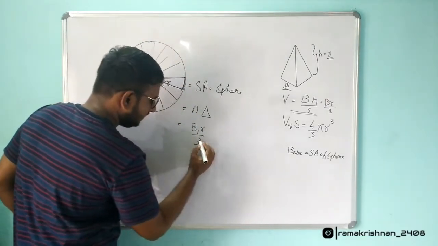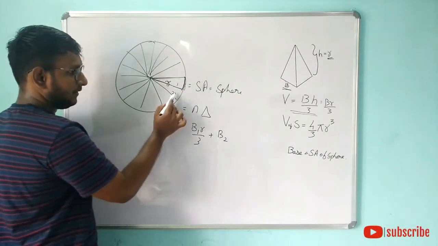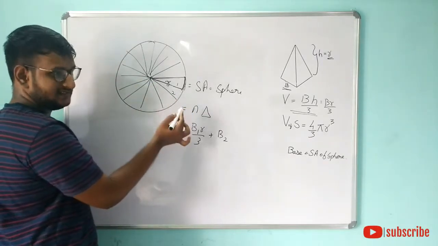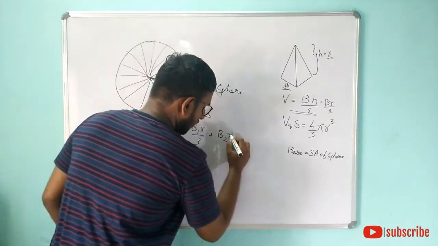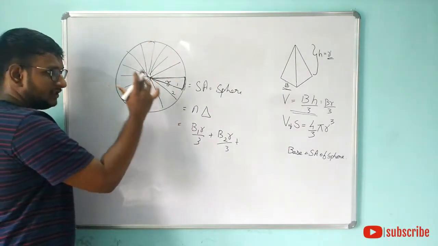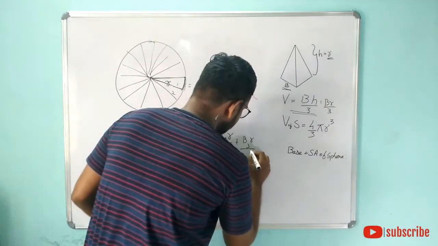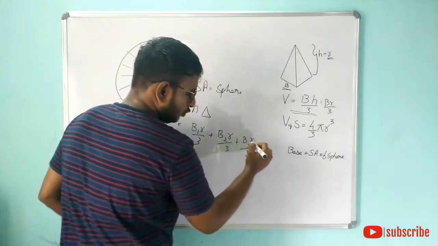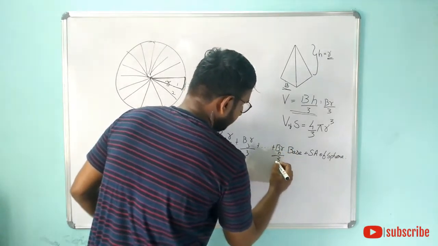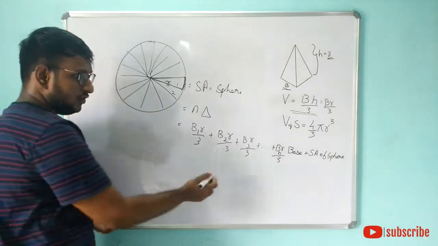So divided by 3 plus b2, which is the base of the second pyramid. Let's take this as the first pyramid, this as the second pyramid. The base of this pyramid will be b2, and the height of this will be the same r. So b2 into r by 3, because the height will be the same for all the pyramids, whereas the base might differ. Okay, so b3 into r by 3 plus, and it goes on till bn into r by 3. We don't know the number of pyramids that we are having to form a sphere, so we are using n.